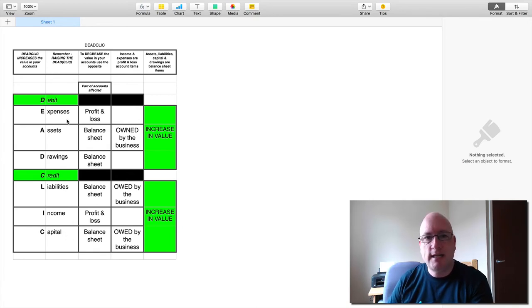So the 6 types of accounts that you'll use when you're performing double entry bookkeeping, that is expenses, assets, drawings, liabilities, income and capital, are all represented on this chart, and how you treat them depends on which half of the chart you look at. Now, I must just say before I launch into this that this chart only applies when you're increasing the value in an account. So you'll see I've highlighted that in green on both sections of the chart.